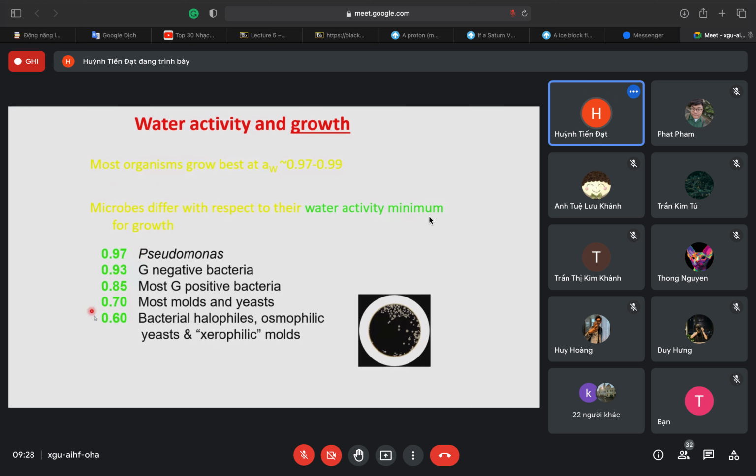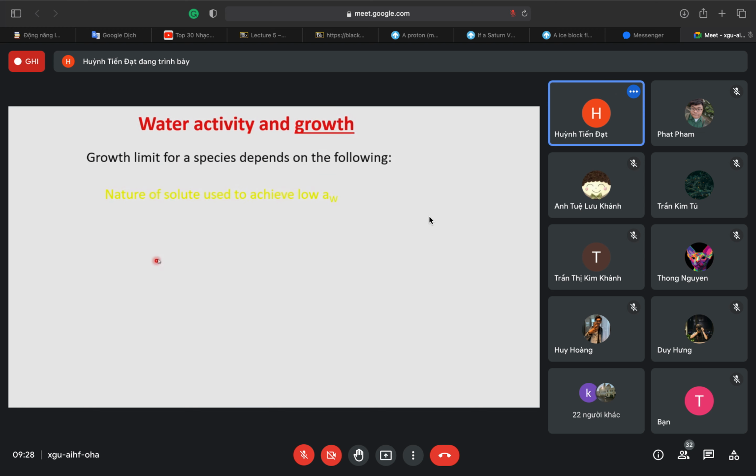So think about this one. Later on, if you have a certain type of food with a certain water activity, you can guess what group of microbes can grow. The growth limit for a species depends on several factors. First, the nature of the solute used to achieve low water activity. The second one, the physiological state of the cell, like the exponential or stationary phase, or the spore. Growth conditions, for example, the availability of oxygen and nutrients.